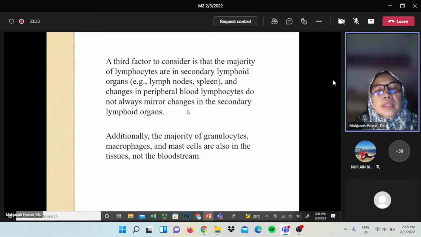We must also remember, in order for us to make a diagnosis referring to the immune cells as well as the title of antibody, that the third factor to consider is that the majority of lymphocytes are in secondary lymphoid organs. So it's not always in the bloodstream. Some will be very far away, and you will not have access to it. Not everything will be in the bloodstream.